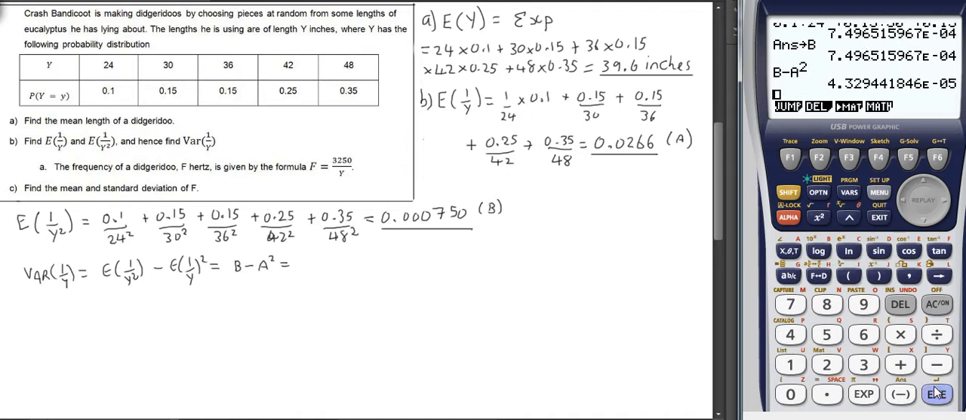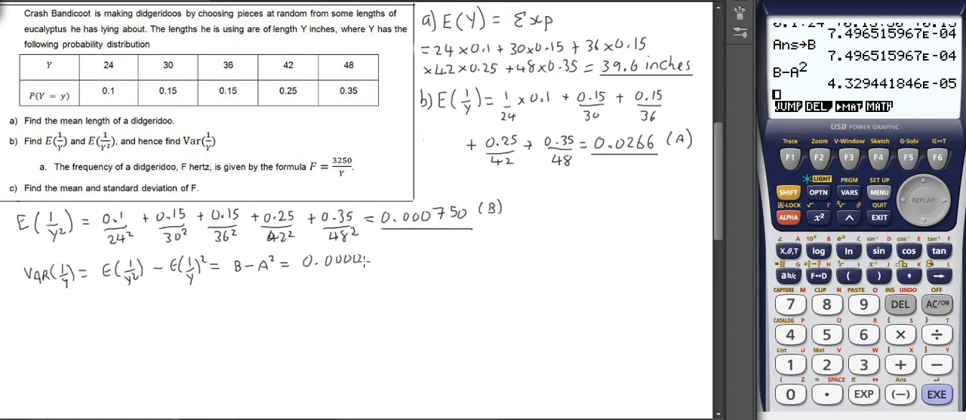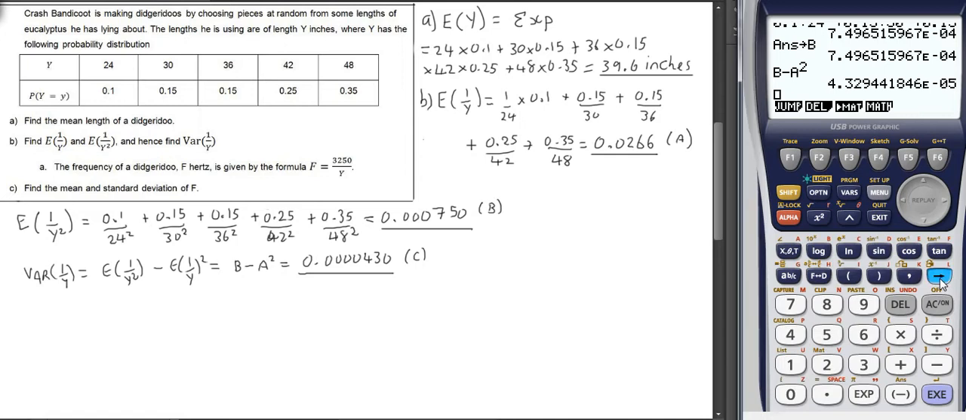And we get a really small number now. And I'm going to write it not in standard form. 0.000430 to 3 significant figures, which is 6 decimal places. And I might just call that C, just in case I need it for anything. It's not a number I want to be typing in. Great.